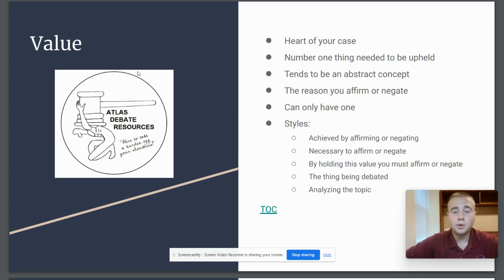However, the further you go with it, it can be very strong. The next is that the value is the thing being debated. And I apologize for going very quickly. There's a lot of information. I want to make sure it gets covered.